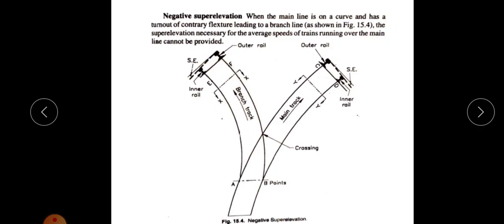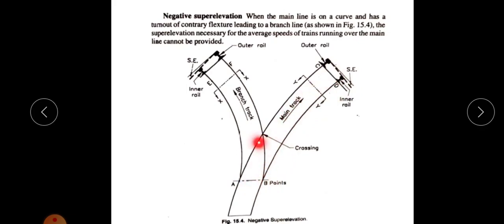In this figure, for the main track, AC is the outer rail. This main track is moving on a curve. AC is the outer rail of the main track, and it must be higher than the inner rail BD, because it is traveling through a curve. On a curve, in order to counteract the centrifugal force, the outer rail should be raised with respect to the inner rail. So AC should be higher than the inner rail BD, or the point A should be higher than the point B. That is the case for this track.